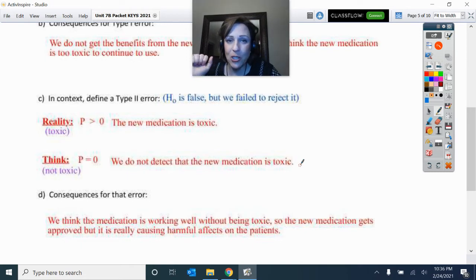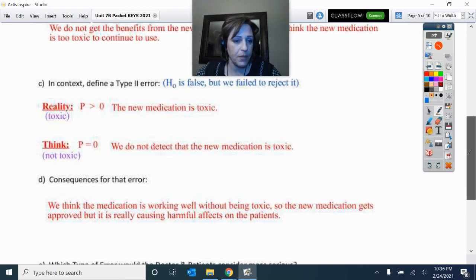Have you seen all those commercials about lawsuits, where the FDA approved something and then it actually caused these other problems? So the consequence is that we think this medication is working well and not causing other problems, not being toxic. The new medication gets approved, but it really is causing harmful effects on the patients.